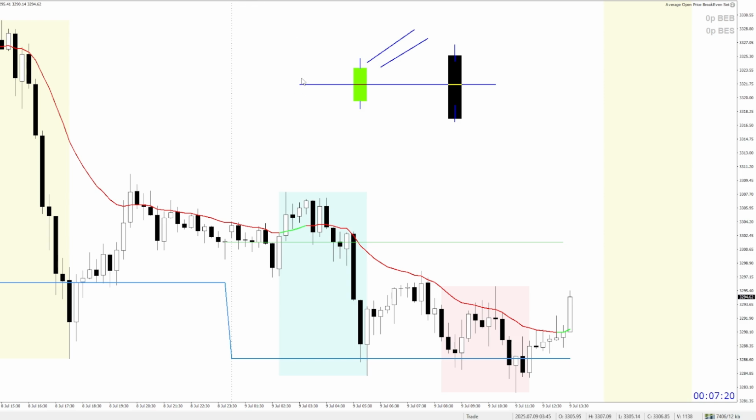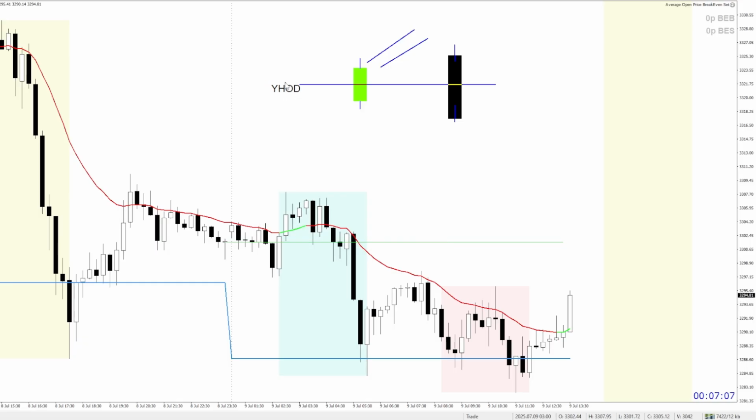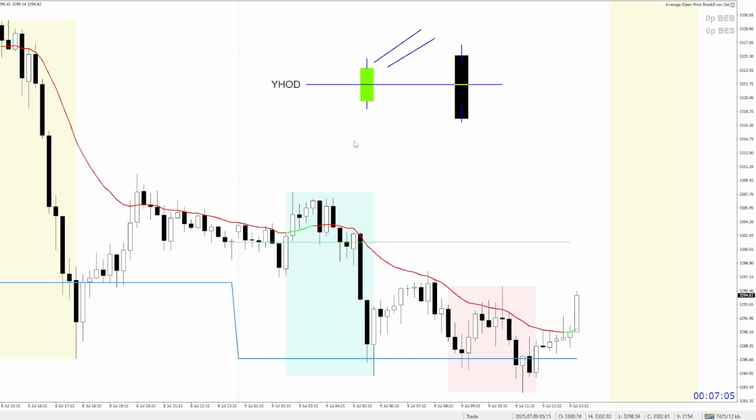So say this is yesterday's high or low. Yesterday's high of the day, this line here. Okay. What we want when we're inside, so that's a low. When we're inside and we're trading, do nothing, okay?